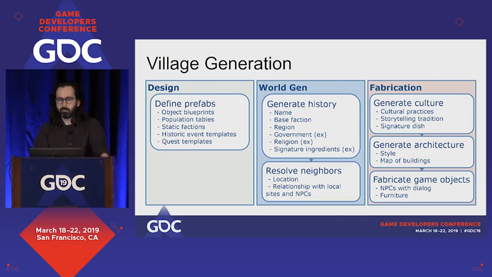First of all, when you spin up a new game of Caves of Qud, you hit create world, create new character in the world. We're generating a whole new world for you. And during that phase, what we call world generation, we're actually generating the history of each of these villages. Then there's the next step called Resolve Neighbors, where we're figuring out where the village is going to exist in the world and what relationships it's going to have with its local neighbors in that region.